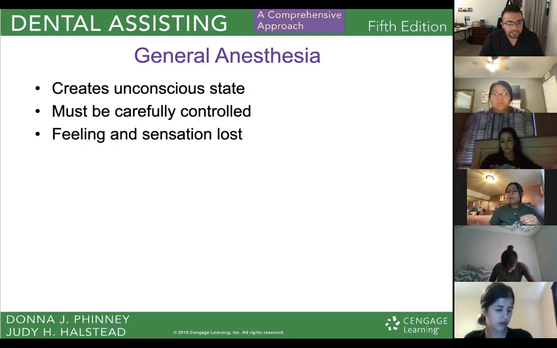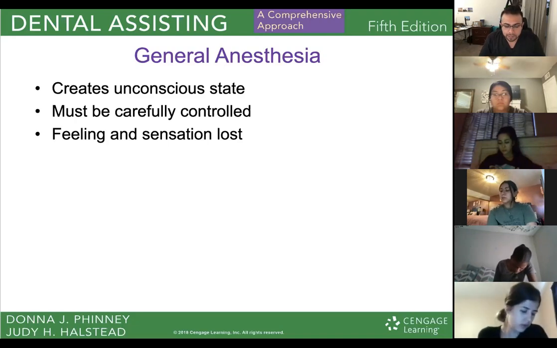General anesthesia provides a deep level of sedation that creates an unconscious state. So the patient's vital signs must be closely monitored, and the patient will be on a ventilator for the duration of sedation. That's how deeply sedated they'll be under general anesthesia. So general anesthesia alters and depresses the patient's central nervous system so that the patient will lose all feeling and sensation.